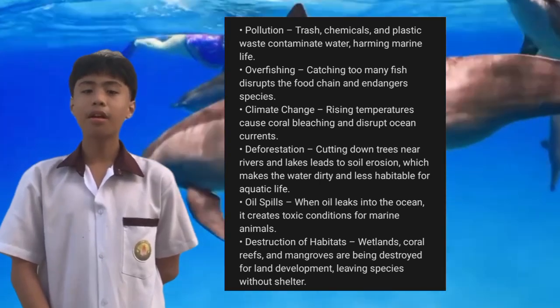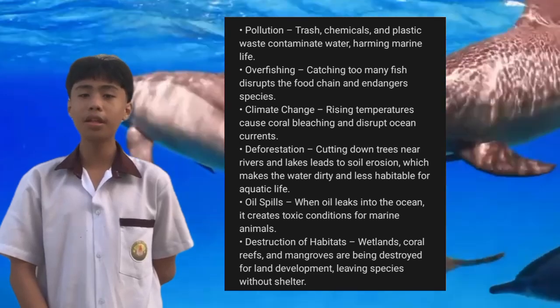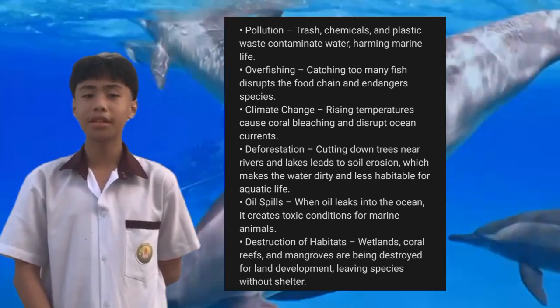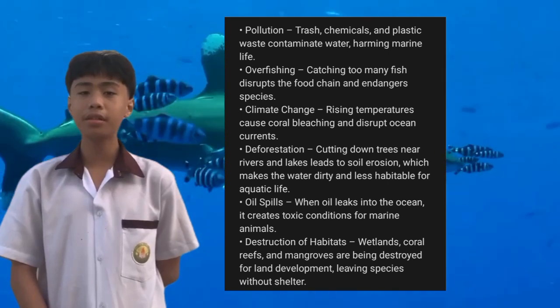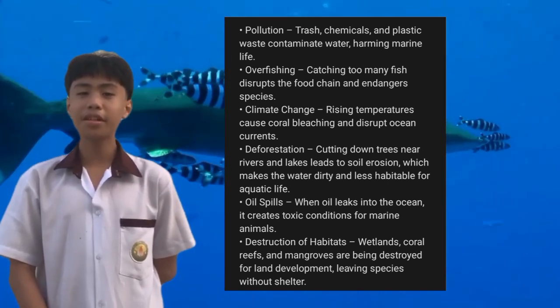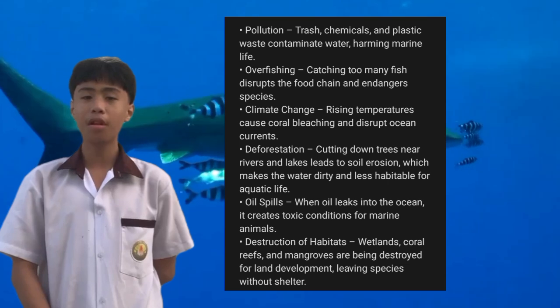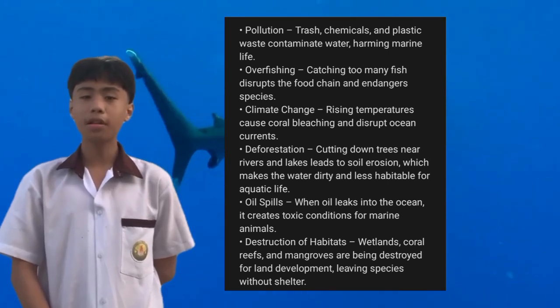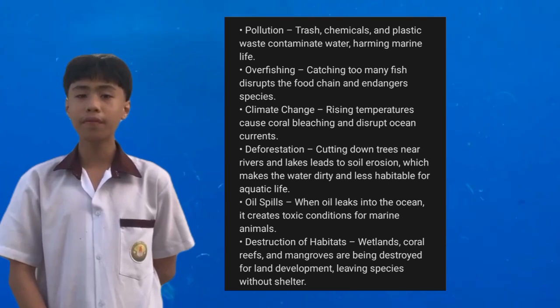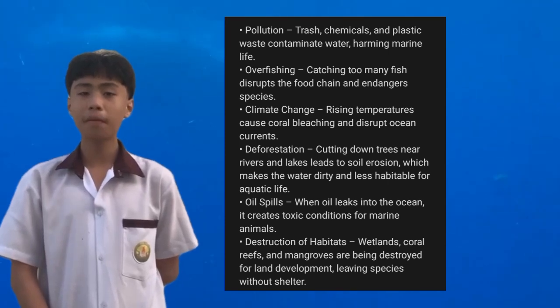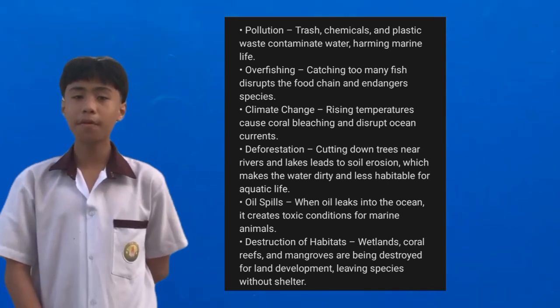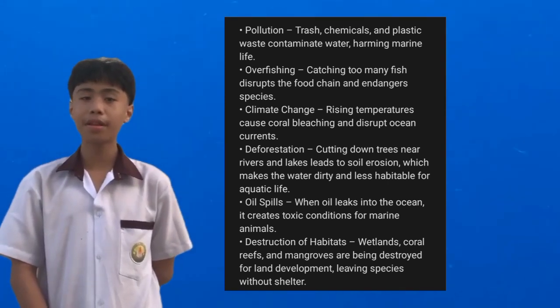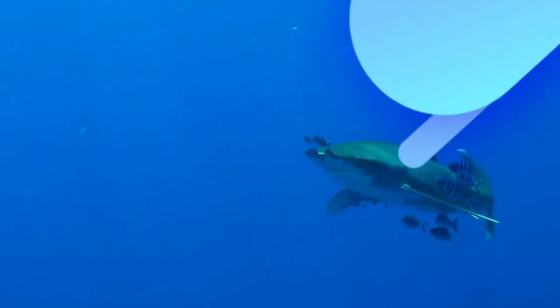Climate change. Rising temperatures cause coral bleaching and disrupt ocean currents. Deforestation. Cutting down trees near rivers and lakes leads to soil erosion, which makes the water dirty and less habitable for aquatic life. Oil spills. When oil leaks into the ocean, it creates toxic conditions for marine animals. Destruction of habitats. Wetlands, coral reefs, and mangroves are being destroyed for land development, leaving species without shelter.